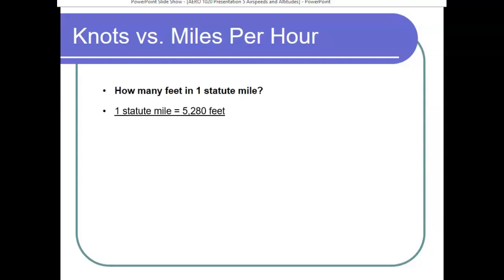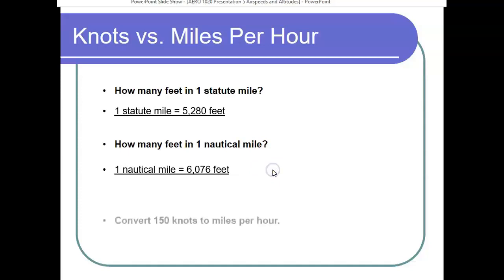Now, we looked at an older analog airspeed indicator that had both knots and miles per hour. So how do we convert knots to miles per hour or miles per hour to knots? Well, first we need to figure out how many feet there are in a statute mile. Miles per hour is based on a statute mile, and there are 5,280 feet in a statute mile. How many feet in 1 nautical mile? There's 6,076 feet in 1 nautical mile. So a nautical mile is actually longer than a statute mile.